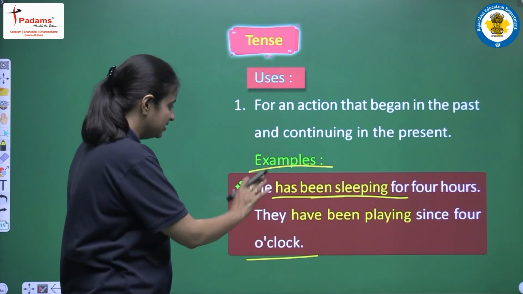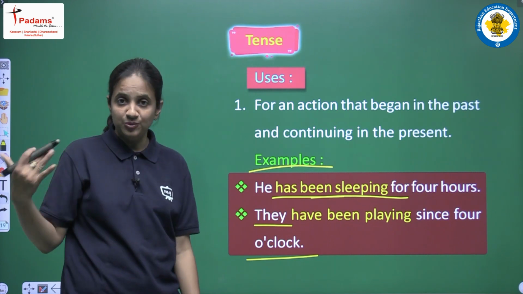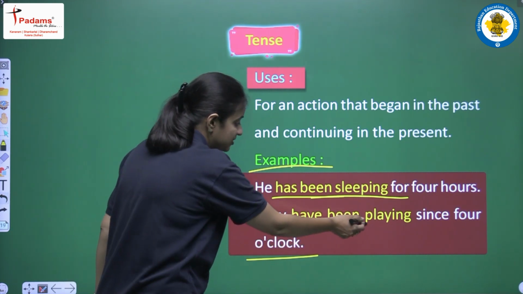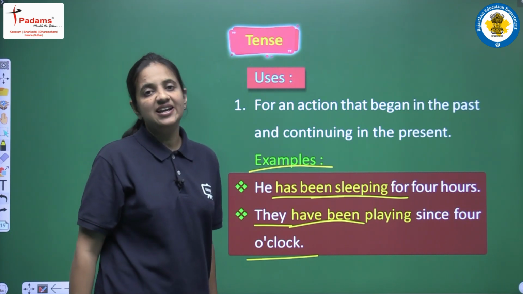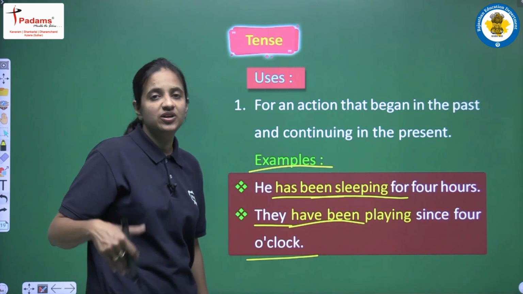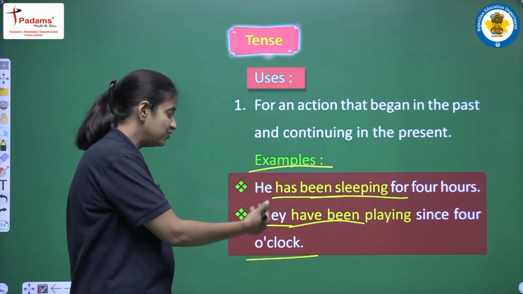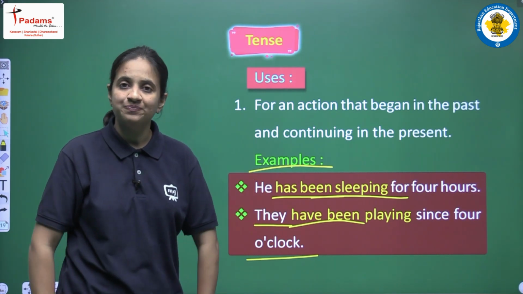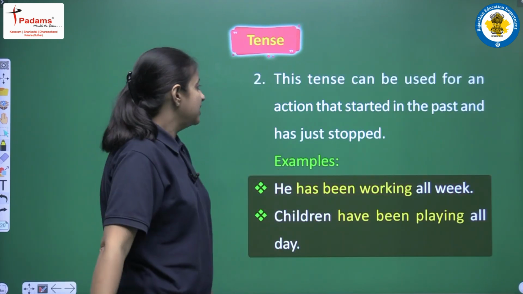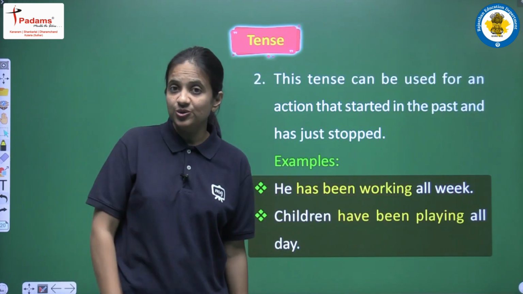Okay, and in this sentence we are having they, that is a plural subject. So for a plural subject we are using have been, and the main verb is play, and we are adding ing. So the new word will be playing and the sentence will be they have been playing since 4 o'clock. Clear? Next we are having one more use of this tense.